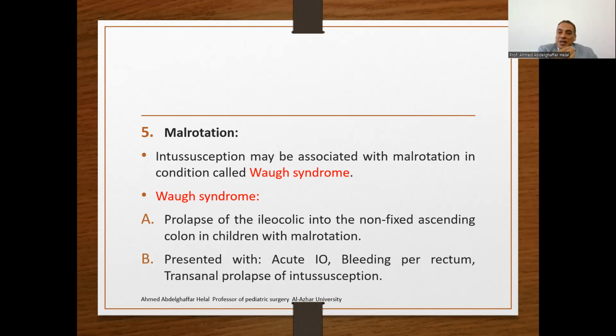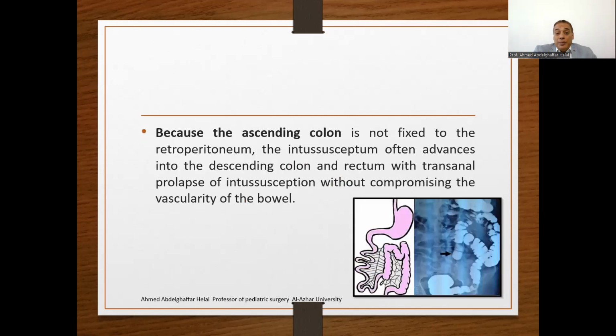The intussuscepted mass will pass through the ascending colon, transverse colon, descending, and also prolapse outside the anus as prolapsed intussusception. Waugh syndrome. Because the ascending colon is not fixed, remember that in a malrotation, the ascending colon is present in the mid-abdomen, not fixed to the retroperitoneum, so the intussusception often advances through the descending colon and rectum with a transanal prolapse of the intussusception, sometimes without compromising the vascularity of the bowel.